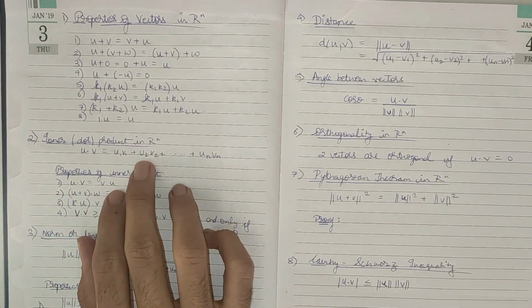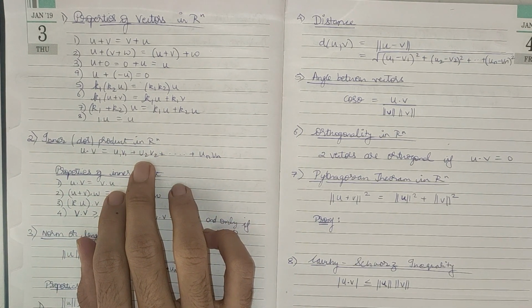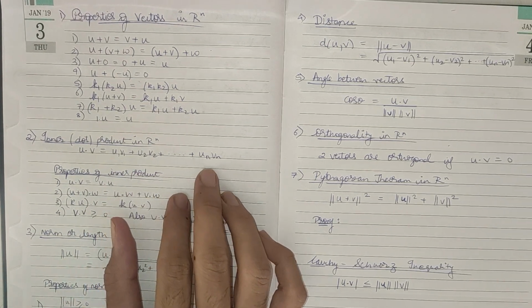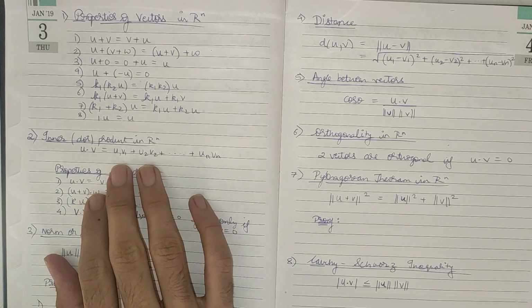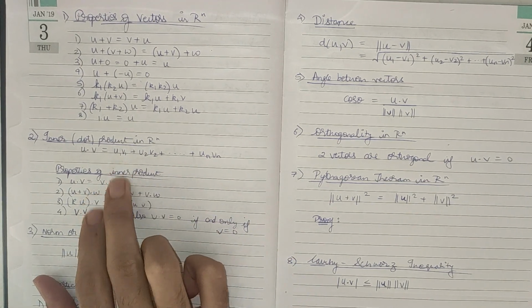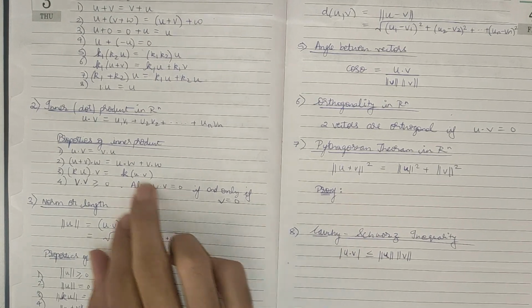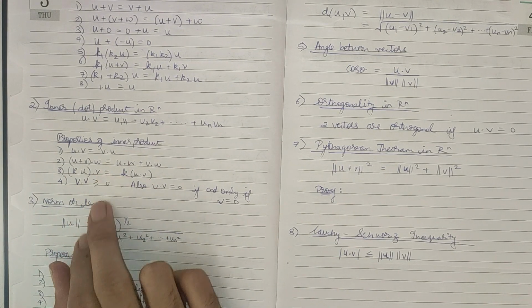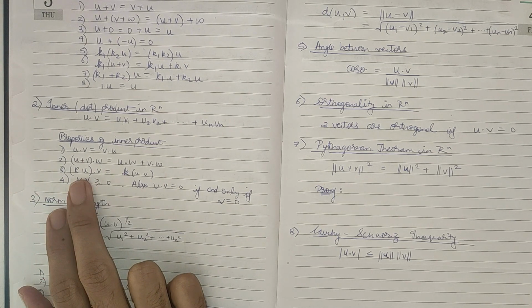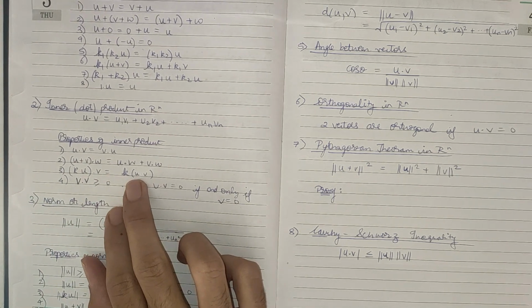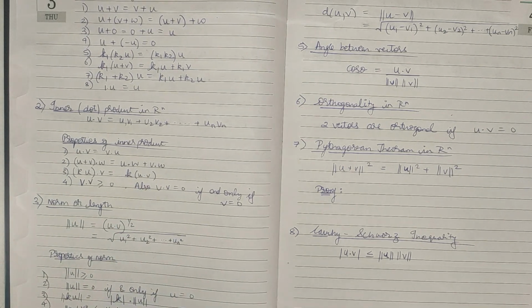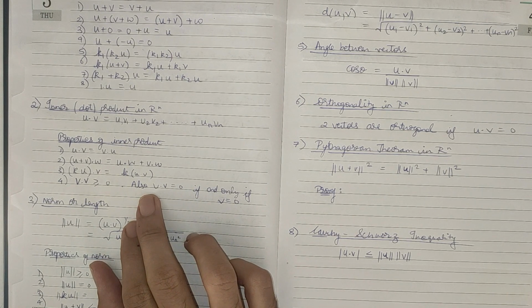Now inner product or dot product of two vectors u and v is given by u1 times v1 plus u2 times v2 up till un times vn. So this is defined as the dot product of the vectors. Properties of inner product are that the inner product is commutative and it is associative, and if we multiply a constant to the first vector, then it will be equal to constant times the dot product of the two vectors. Also, the dot product of a vector with itself will always be greater than or equal to 0.